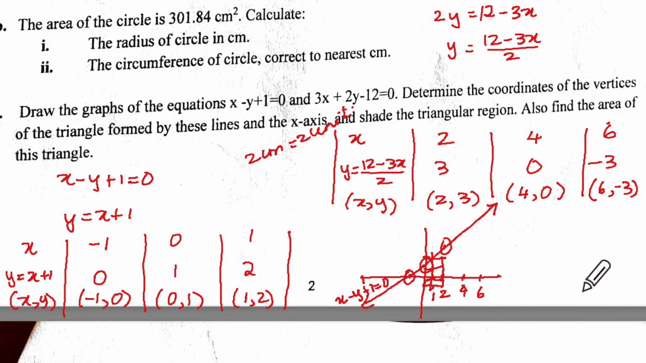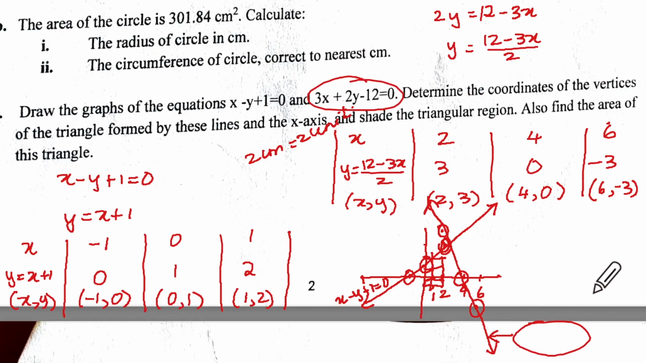You're with me? Then this is 2 comma 3, so 2 comma 3 will be somewhere here. Okay, 4 comma 0 is here. All right, and 6 comma minus 3 will be somewhere here. So you will get another line like this. You are understanding? So you will write this equation here. Understanding?